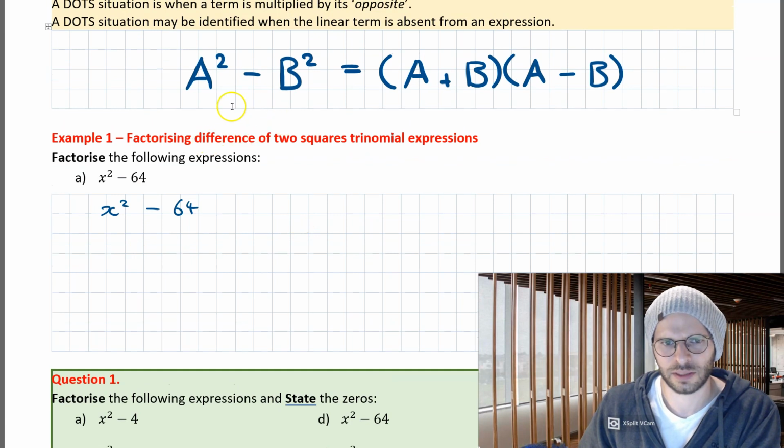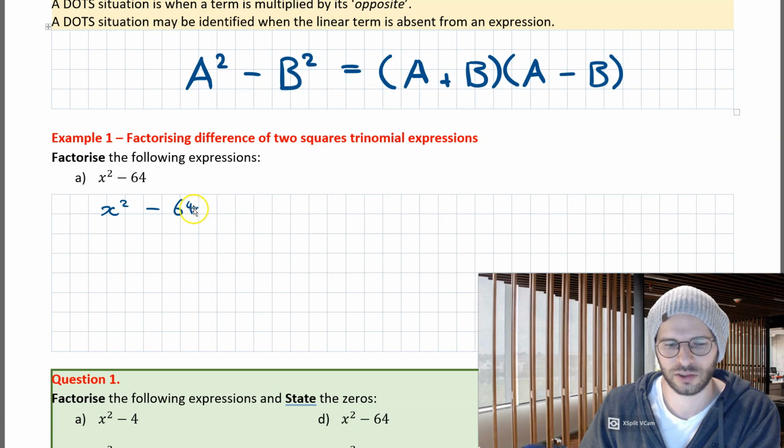When we're dealing with a difference of two squares situation, what we find is that we do not have a linear term. So if we observe down here, there's no something x, it's 0x. Similar with up here. Next, we identify that we're looking for a negation between the two terms. So a minus. So a squared minus b squared. In this case, we've got x squared minus 64. So far looking good.